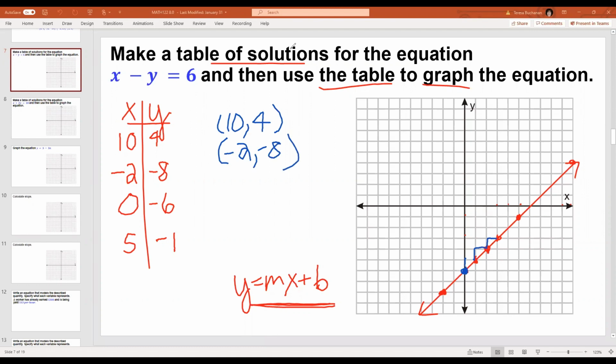And to do that, I need a couple of points. So I'm going to pull off, arbitrarily, a couple of my points. And my slope calculation will be the difference in the y's, negative 8 minus 4, divided by the difference in the x's, negative 2 minus 10. And so we'll look at what I get. Negative 12 in the top, negative 12 in the bottom. Oops, got too many lines there.